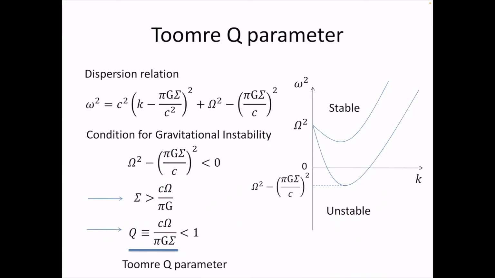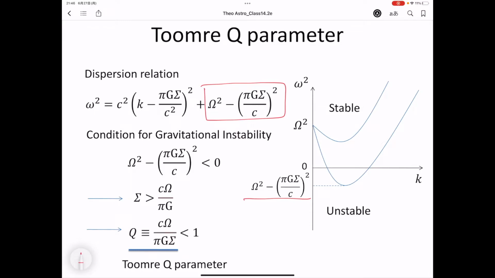When we solve the linear perturbation theory, the dispersion relation is given by this equation: omega squared equals c squared times k minus pi G sigma over c squared, plus omega squared minus pi G sigma over c squared. This equation is very similar to the one we derived before. The minimum value of omega squared is given by this. If this minimum value becomes negative, that is the condition for gravitational instability.